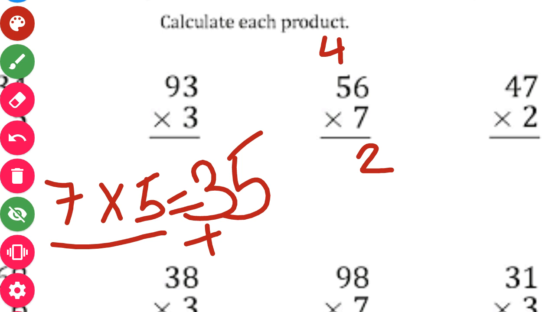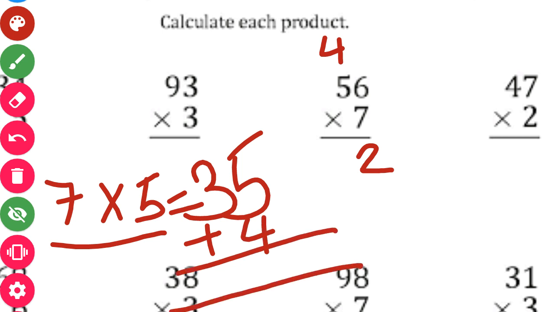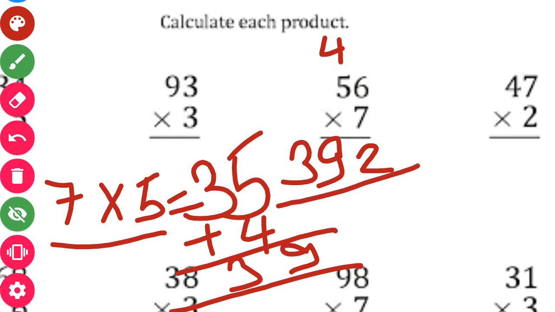There we have to add 4. Why do we have to add 4? Because 4 is our carry. 4 carry है ना हमारा, इसलिए हमें 35 में उसे add करना होगा. Now add, how much will we get? 5 plus 4 is 9 and 3 is 3, 39. So our answer is 392.